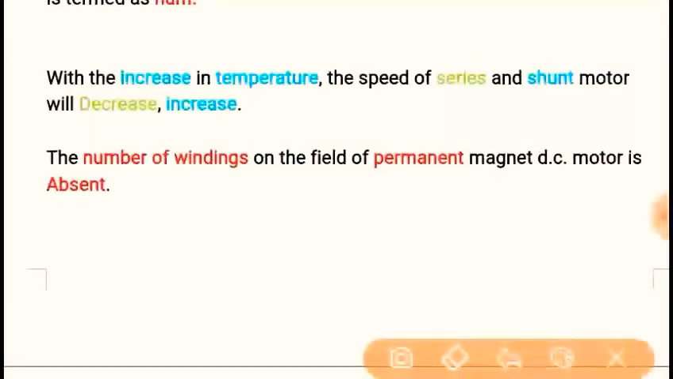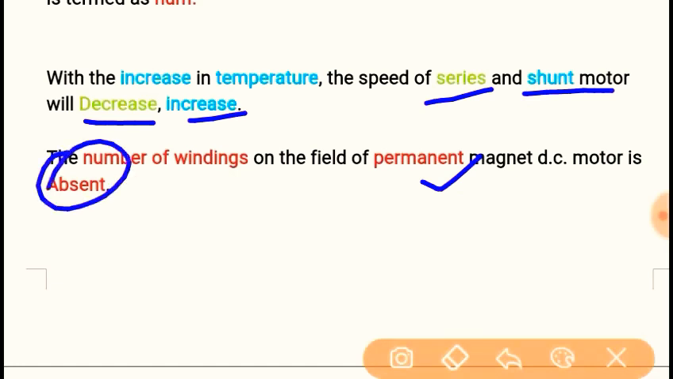With increase in temperature, the speed of a series motor decreases and the speed of a shunt motor increases. The number of windings on the field of a permanent magnet DC motor is absent. There is no winding, so the number of field windings will be absent in the permanent magnet DC motor.